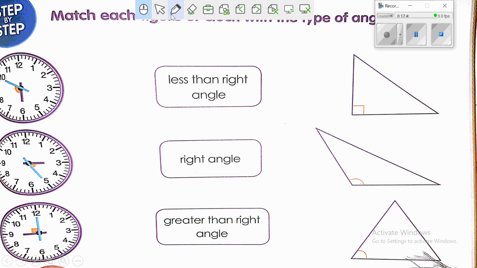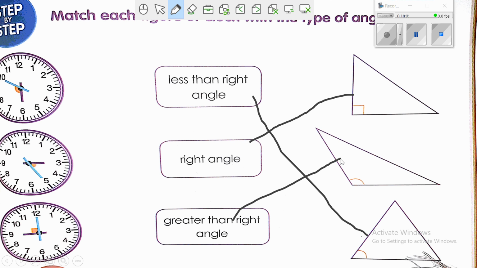Here is the pen, and I see. The first thing, I am less than the right. What am I? Less. I'm so cute. Where is the acute? Perfect, it's down. Less than the right. Now, I am a right angle, like a square angle. Perfect. Greater than the right. Amazing.